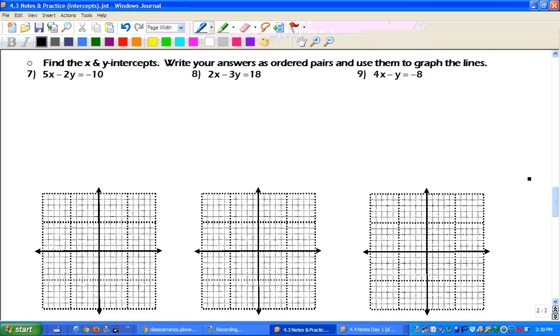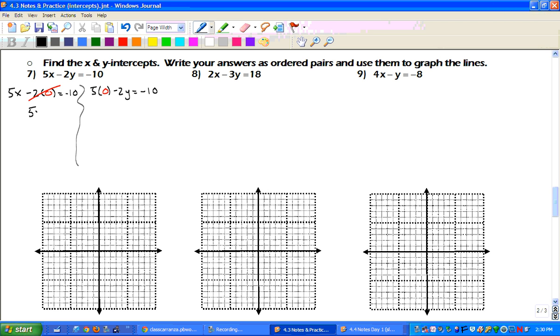Okay, now it says to find the x and y intercepts, write your answer as ordered pairs and use them to graph. So let's go through. What you're actually going to be doing is doing two problems here, okay? One of them, you're going to be solving for x, and the other one, you're going to solve for y. So let's go through solve for x first.